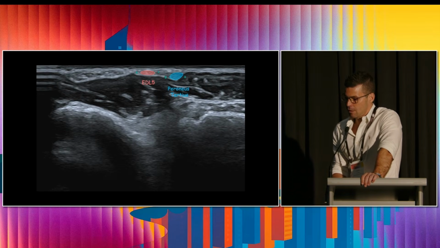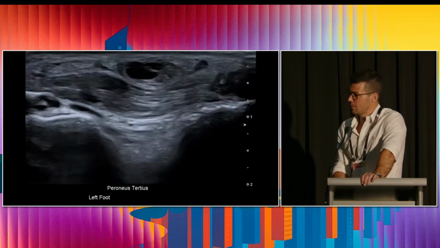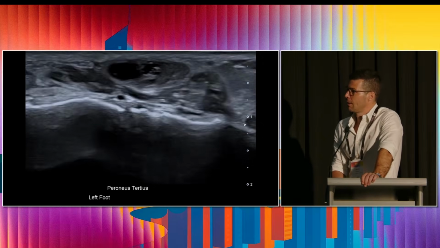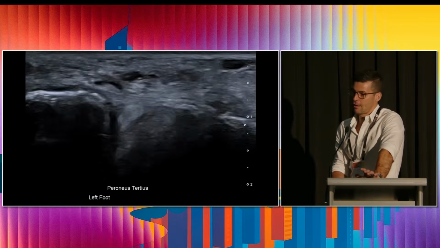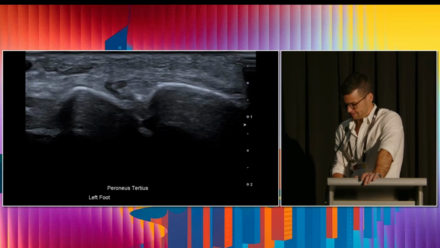And the reason that's important to know is when we have an intratendinous ganglion of peroneus tertius, we can diagnose it as an intratendinous ganglion of peroneus tertius. We are, after all, in the business of science. If science isn't accurate, it's nothing.